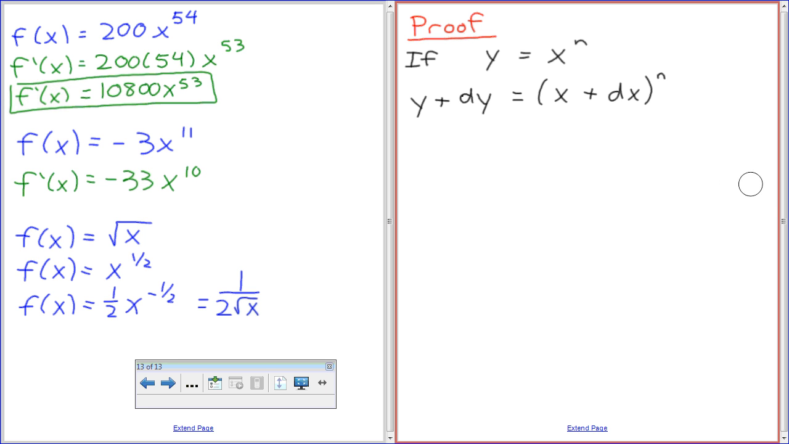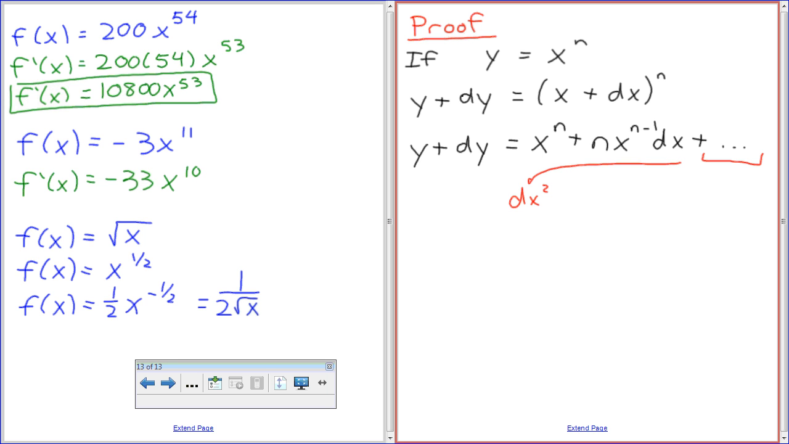and this is where you have to suspend disbelief for a minute. Y plus dy equals x to the n plus n x to the n minus 1 dx plus dot dot dot. Now let's see how I got that, okay? Because the second term always would be the same as the power. Now all of the rest has dx squared, dx cubed, etc., which will all go to 0.